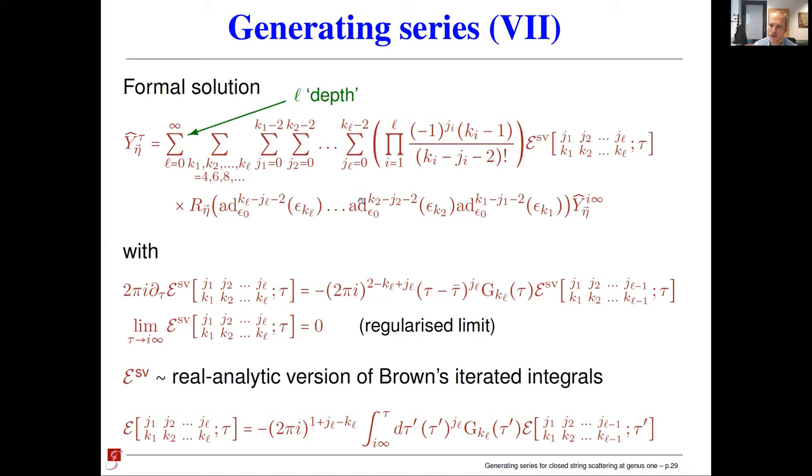So we have formally completely solved, or expressed, the generating series y hat in terms of these objects and the value at the cusp. But as you can maybe appreciate, this is a formal solution in the sense that there's still some work to be done here. In particular, one has to understand both this real analytic iterated integral and the boundary values to really read off what you want to know.